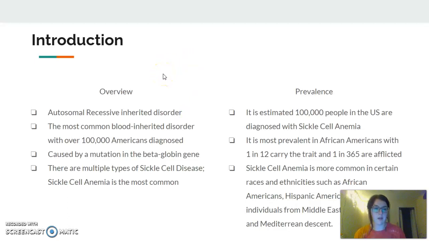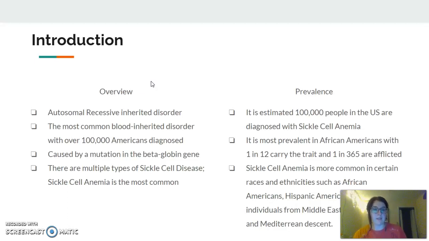Just as an introduction, sickle cell anemia is an autosomal recessive inherited disorder, which we'll explain more in coming slides, but it is the most common inherited blood disorder. An estimated 70 to 100,000 Americans are diagnosed with it, and even more have the sickle cell trait, which means they're a carrier, but they don't necessarily express the symptoms of sickle cell anemia. Sickle cell anemia is caused by a mutation in the beta globin gene, and there are multiple types of sickle cell disease. Sickle cell anemia is just the most common type that we see.